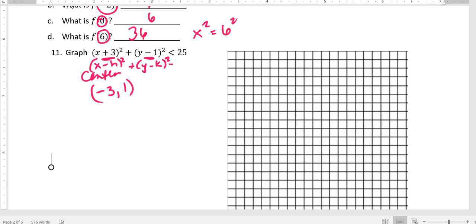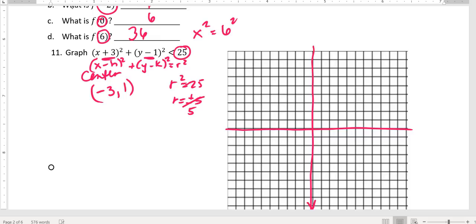for a circle is this, right? So h and k are our center. And then our radius, remember, this side over here is going to be r squared. So r squared is equal to 25. I mean, r is plus or minus 5, but we know radius is a distance, so it can't be negative, so it's just going to be 5. So our radius is 5, so we can just graph that, not a problem.